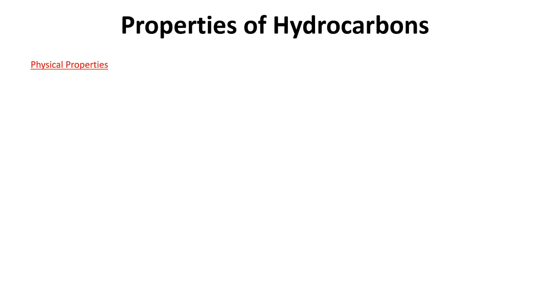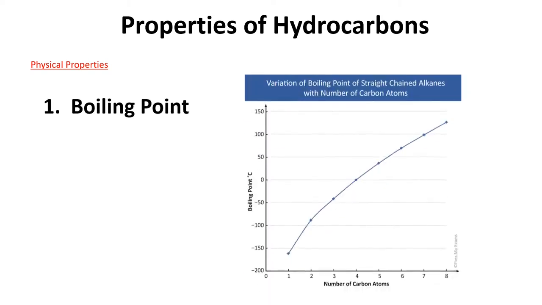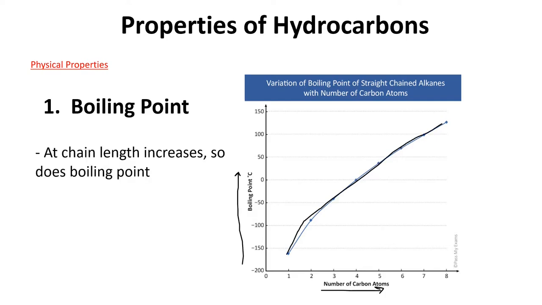All right, we're going to look at some physical and chemical properties of hydrocarbons. So let's start with the physical ones. So boiling point is a good place to start. What I've got here is a little picture that shows the number of carbon atoms increasing, and we've got temperature, which is increasing in this direction. And you can see that as one is going up, the other is going up as well. So as chain length increases, so does boiling point.